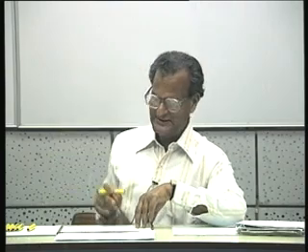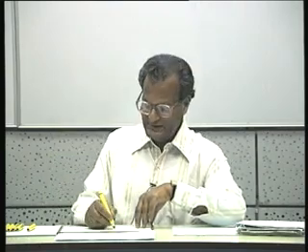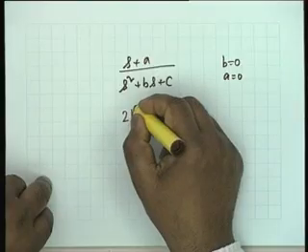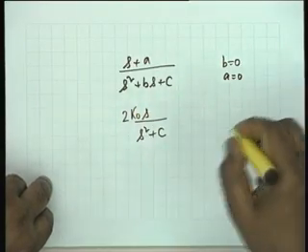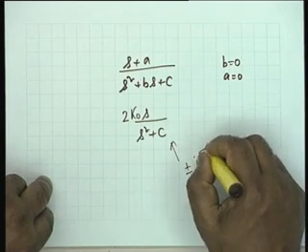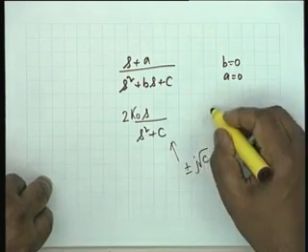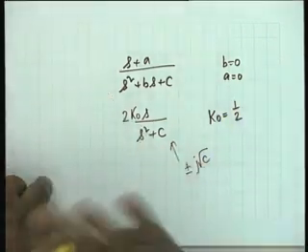That is the correct answer. You see, half a minus, because it should be of the form twice k0 s divided by s squared plus omega naught squared. Obviously the poles are at ±j√c, and k0 obviously is equal to half. That is the correct statement.